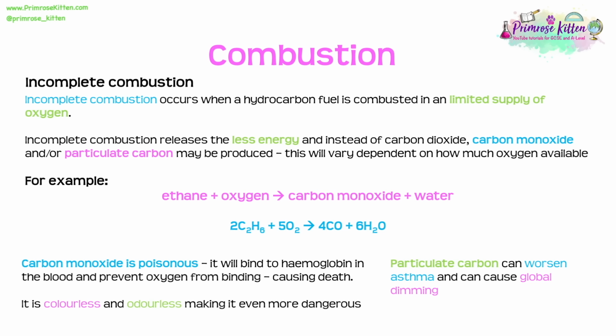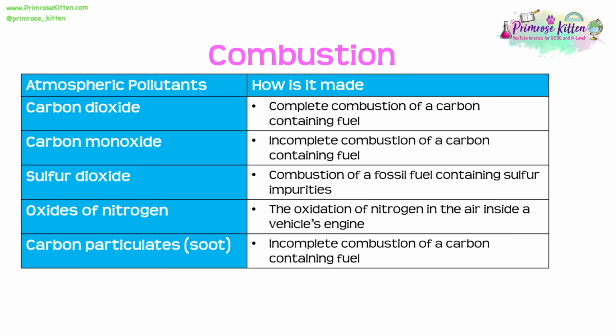Now that is the carbon or the soot that can get released during incomplete combustion. This can be seen as a black smoke coming off, and the problem with this is it can worsen asthma and it can also cause global dimming. So make sure you know the dangers of carbon monoxide and carbon, and the fact that we make less energy also during incomplete combustion. We need to know where each of these atmospheric pollutants are made.